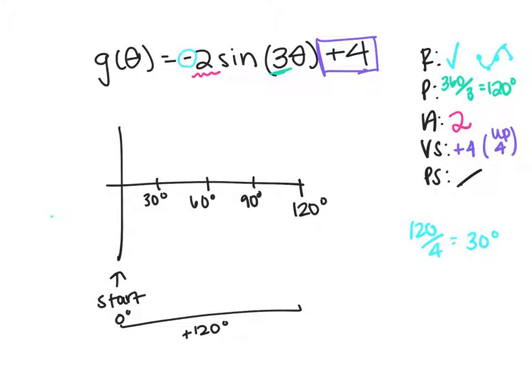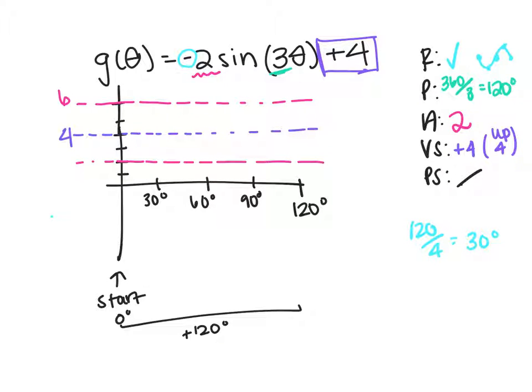Now bring back all the vertical stuff from before. Our vertical shift is up 4. So that means the middle of our graph, 1, 2, 3, 4, will be up here at 4. And then our amplitude is 2. So that means the top of our graph will be 2 above the middle. 4 plus 2 is 6. The bottom of our graph, 4 minus 2 is 2.